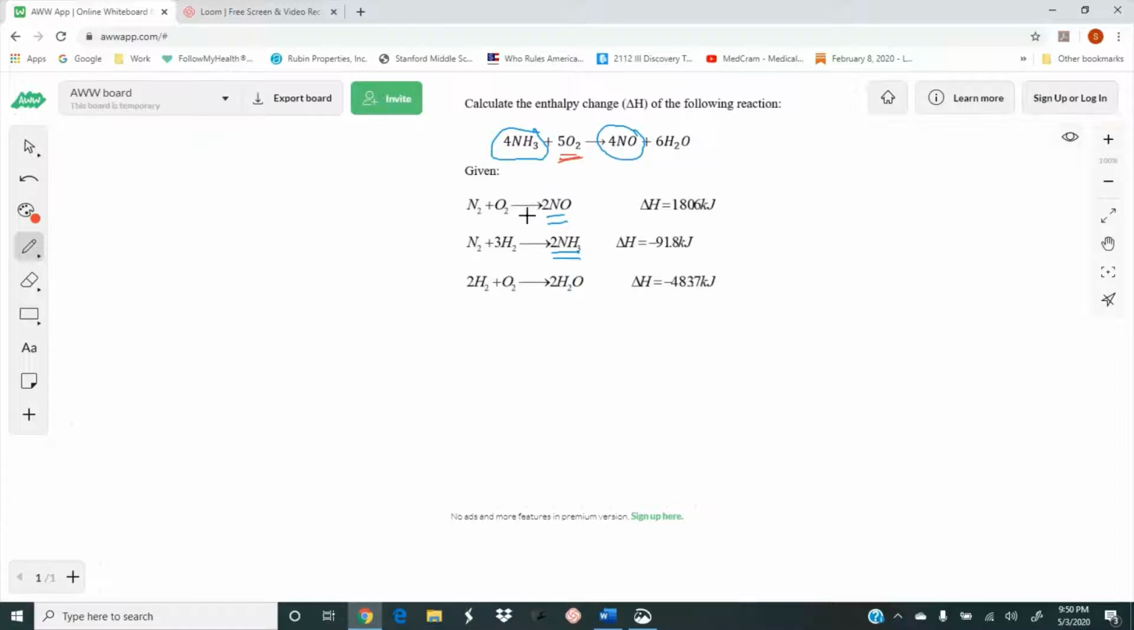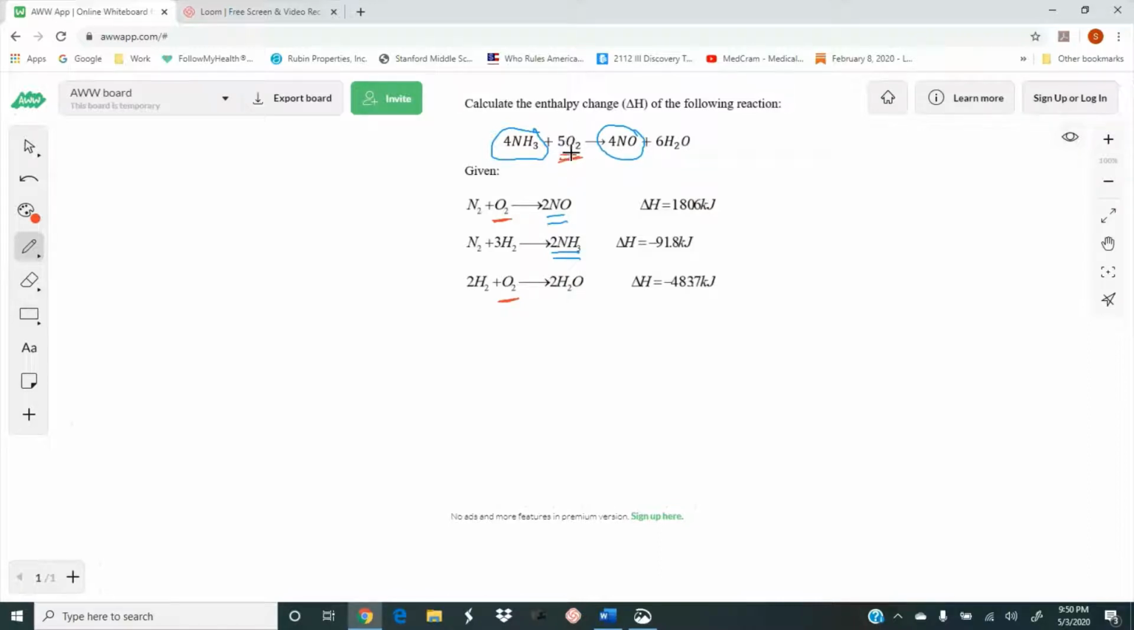And we have 5 O2s on the left. Now O2 is available from here, and O2 is available from here. We're not going to use the O2. We're going to let the O2 kind of settle on its own while fixing the others.